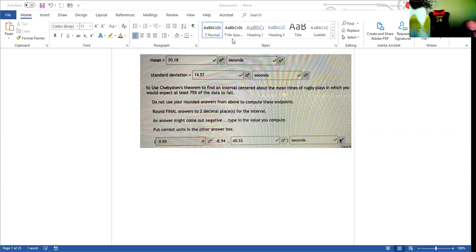Okay, so we have this Chebyshev problem. You have been given some data. You already have found, looks like correctly, the mean and standard deviation. Use Chebyshev's theorem to find an interval centered around the mean times of rugby plays in which you would expect at least 75% of the data to fall.